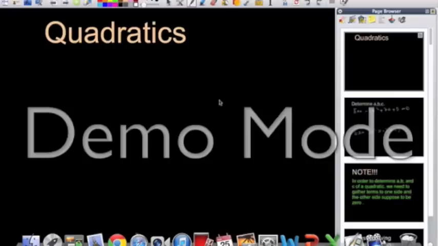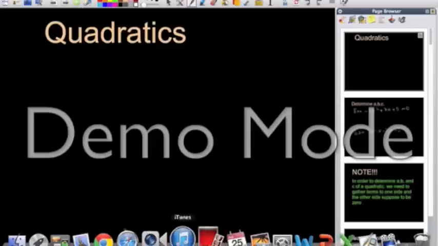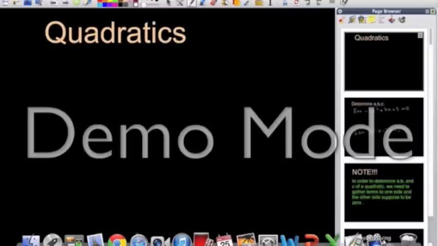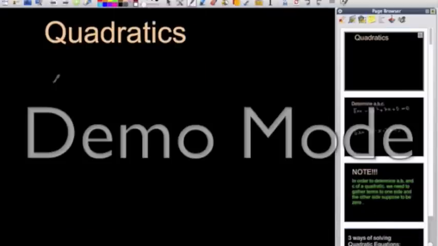Hello everyone. Today we are going to learn a little more of the Unit 1 Mathematics HL. So I'm going to start off with quadratics.